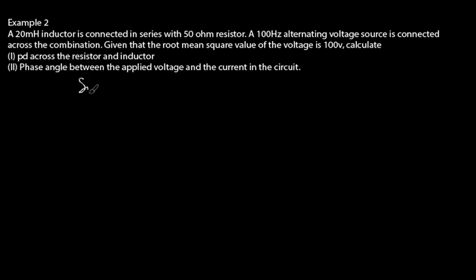So let's write the solution. Let's try to draw the circuit so that we can envisage what we have in this question. We have an inductor which is connected to a 50 ohm resistor. So we have our resistor, which is 50 ohms, and we have our inductor.